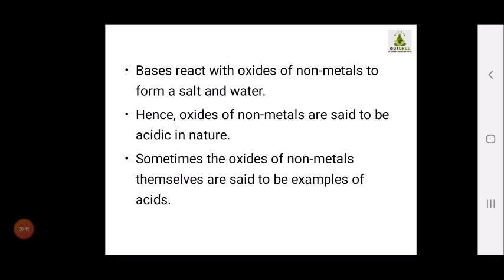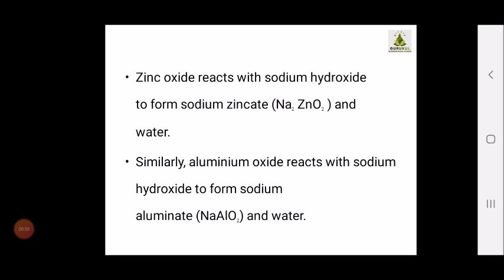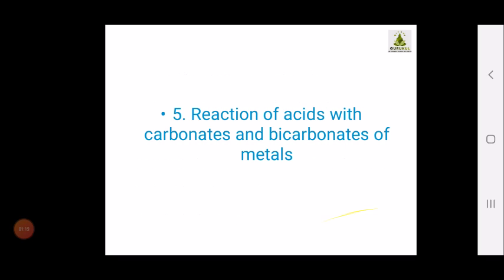Hence, oxides of non-metals are said to be acidic in nature. Sometimes the oxides of non-metals themselves are said to be examples of acids. Now, zinc oxide reacts with sodium hydroxide to form sodium zincate and water. Similarly, aluminium oxide reacts with sodium hydroxide to form sodium aluminate and water.